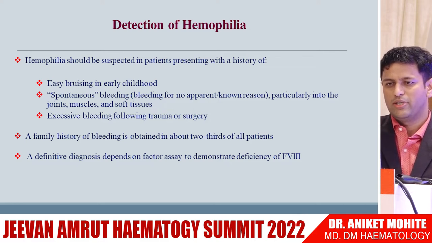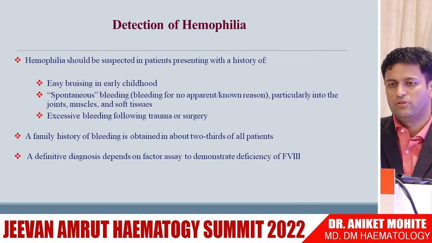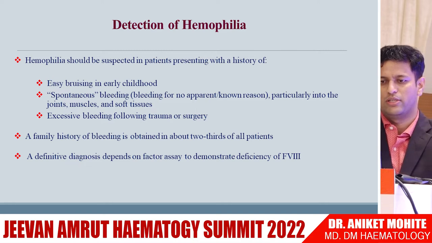So hemophilia is suspected in patients presenting with history of easy bruising in early childhood, spontaneous bleeds, particularly in the joints, muscles and soft tissue, which would differentiate it from von Willebrand, excessive bleeding following surgery or trauma, and family history in about 2/3 of the cases.